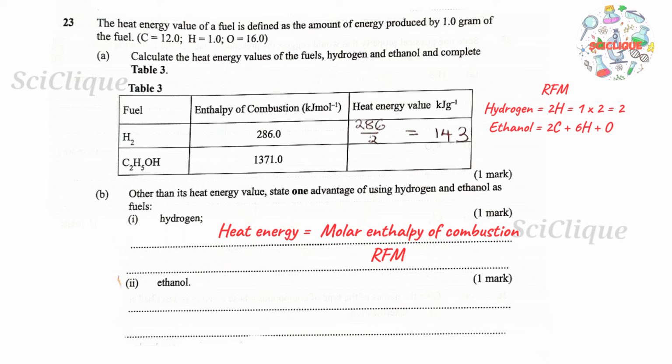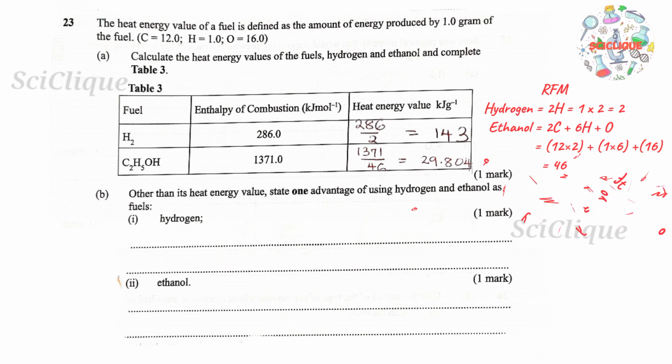Now ethanol, we need to find out the RFM. So we are going to take carbon. Carbon has the RAM of 12 multiplied by 2. Hydrogen, how many atoms do we have? We have 6, 5 and 1. So atomic mass is just 1. So 24 plus 6 plus oxygen 16. This gives us the relative formula mass of 46. 1371 divided by 46 gives us 29.804.